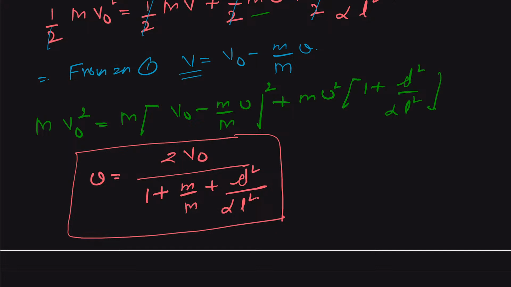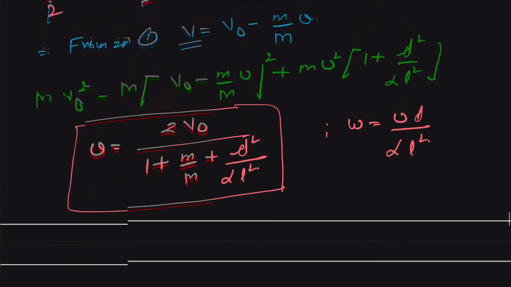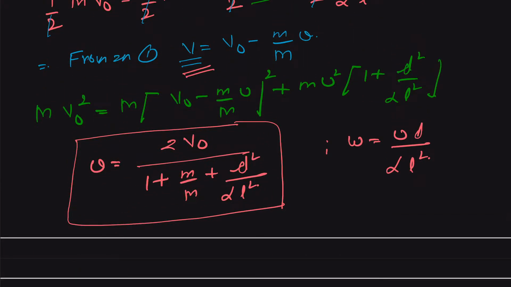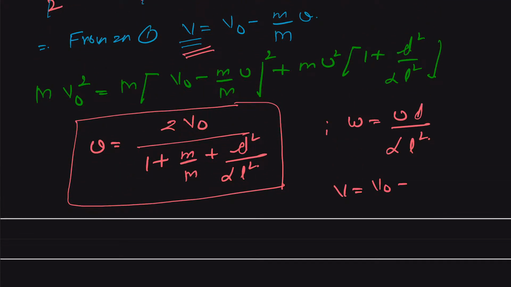And we are also supposed to find our angular velocity, which we already did. So our omega we found out is equal to v times d upon alpha L square. And we also found our velocity after collision, that is capital V is equal to v naught minus m upon capital M times v. If required, it is nothing but calculation. We can substitute the value of v in both these equations and solve further, but that is not required, because that is only going to give us too many calculations, nothing else.